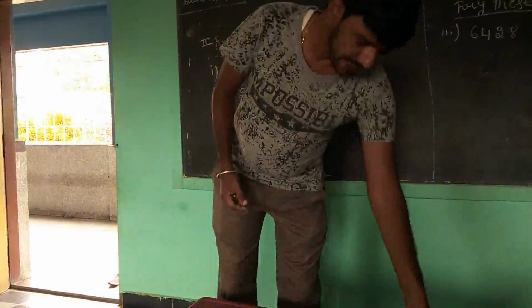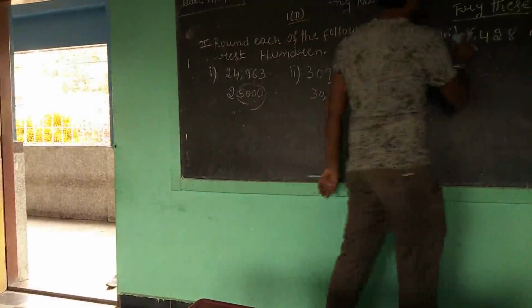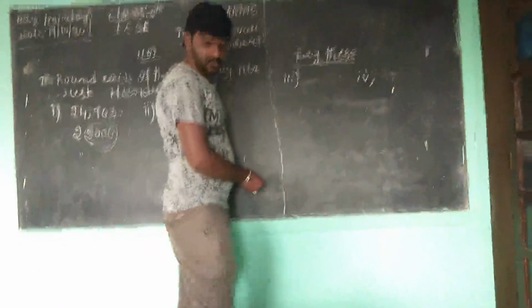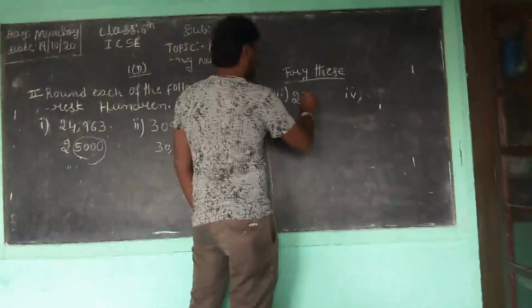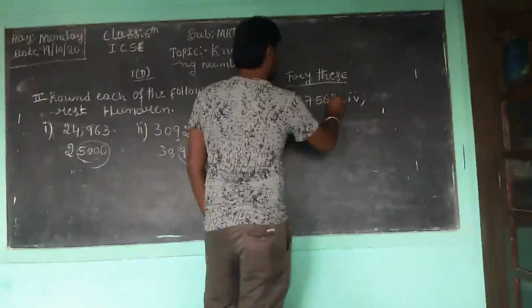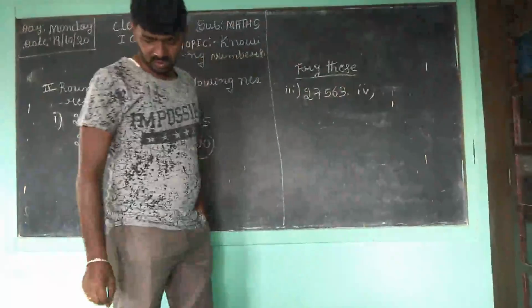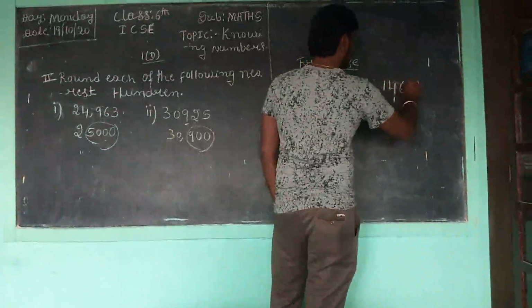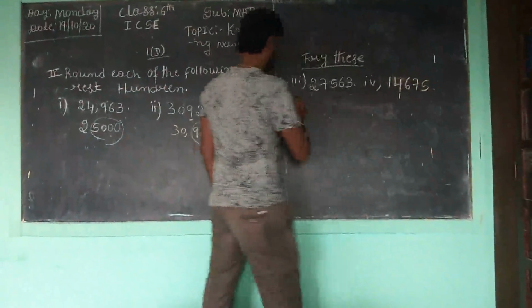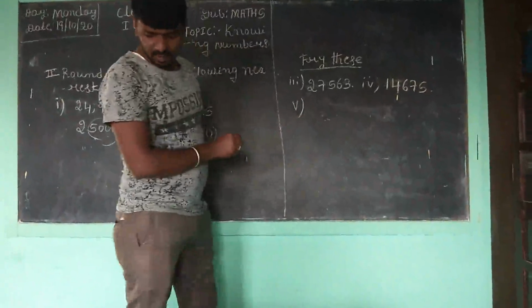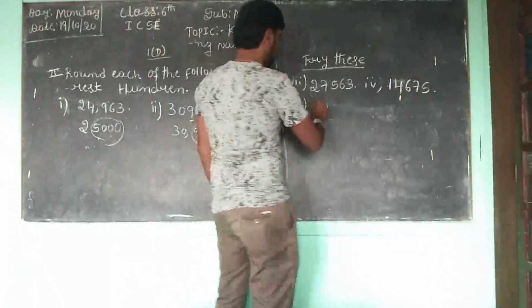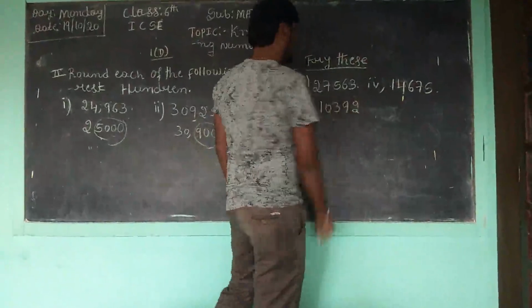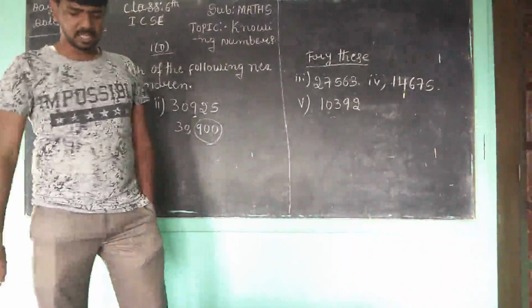Children, here is your homework. Try these next sums. The third question is 27563. The fourth question is 14675. The fifth question is 10392. Children, do these in your homework.